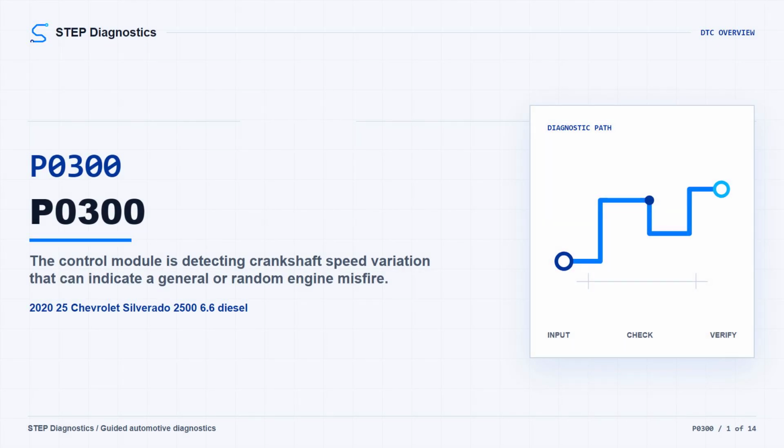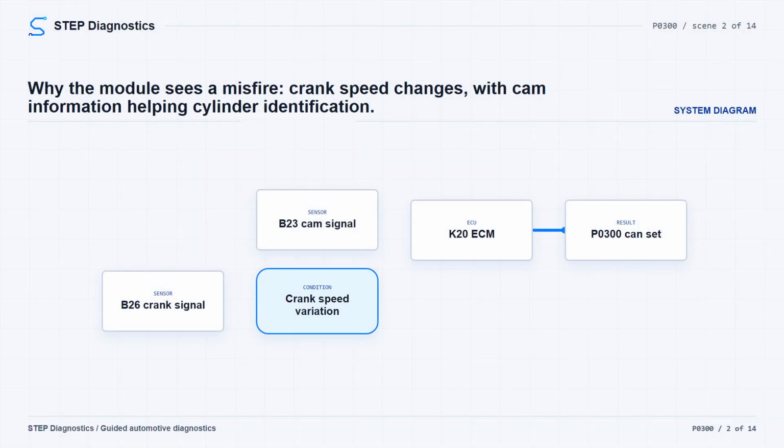On this Silverado, P0300 is a general engine misfire code. In plain language, the control module may be seeing crankshaft speed changes that look like a misfire, but this path is not starting from one confirmed cylinder. The truck may idle rough, feel uneven under load, or the concern may only show up under certain operating conditions.